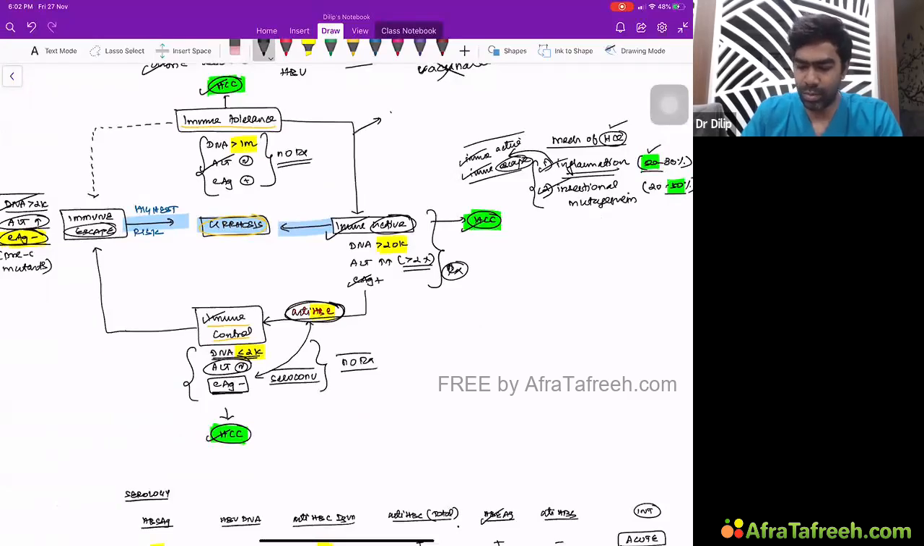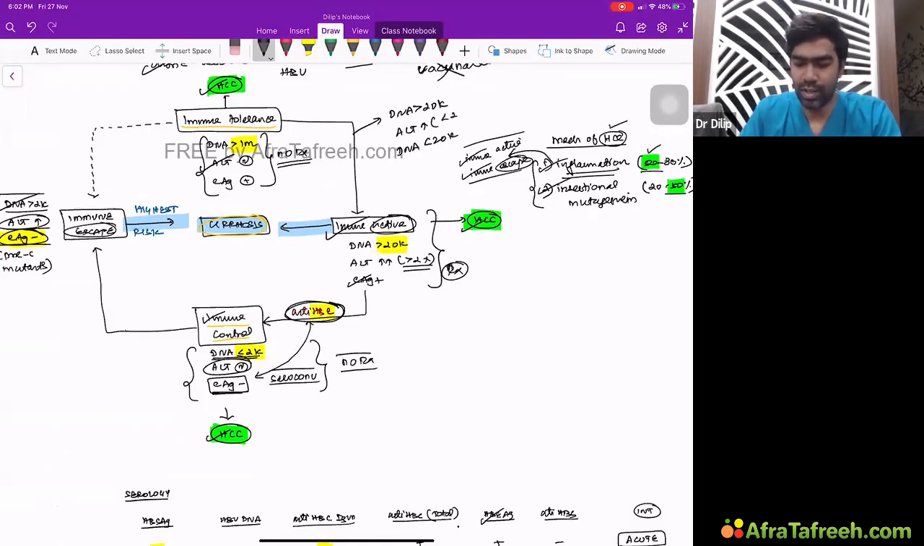For example, let us assume the patient is having a DNA of more than 20,000. ALT is elevated. Doesn't matter, but DNA levels are suppressed. DNA levels are probably less than 20,000. ALT is not elevated that much, less than 2 times the upper limit of normal. So what do you think here? Here the patient might be progressing from immune tolerance phase to immune active phase.